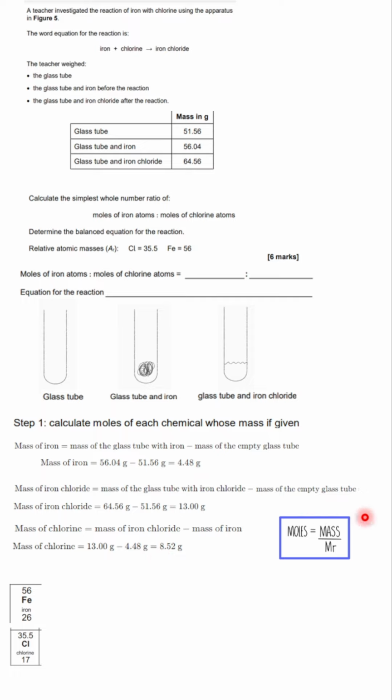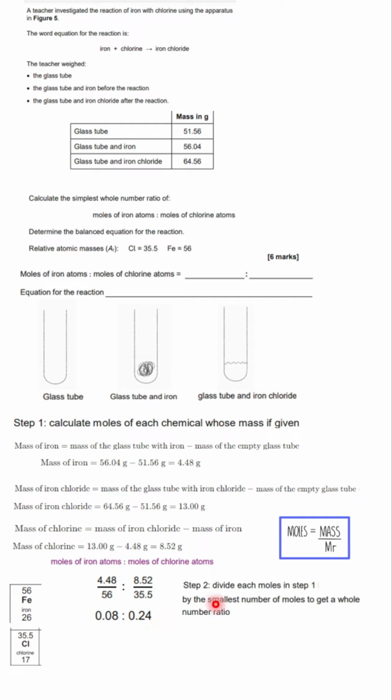Now we have the masses, but we need to find the Mr, which is in the periodic table. As you can see on the left here, the Mr are 56 and 35.5 respectively. To find the moles, we plug it into the formula. So 4.48, which is the mass of iron, divided by 56, which is the Mr of iron. And you do the same thing for chlorine. So this simplifies to 0.08 to 0.24.